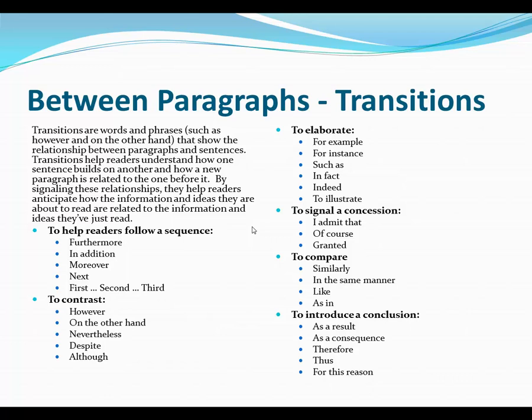So if you're giving information in a sequence, you want to look at words like furthermore, or in addition, or first, second, third. If you want to show contrast between things, you'll use words like however, or on the other hand. Or if you want to elaborate on something, you'll say for example, or indeed. To signal a concession, you'll say of course, or I admit that. To compare something, you'll say similarly, or in the same manner, or as in. To introduce a conclusion, you'll say as a result, as a consequence, therefore.